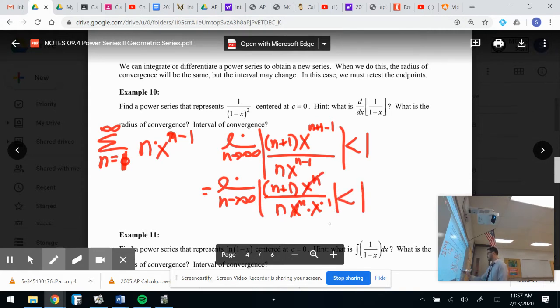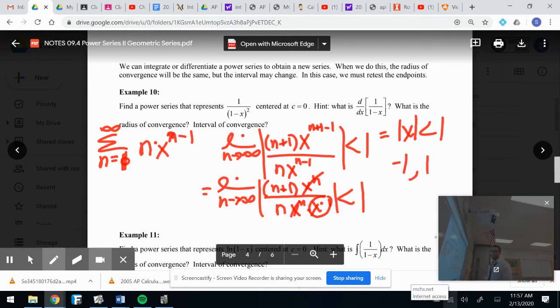And then I'm going to skip a step. Well, this right here would really go to the numerator, and the limit of that would be 1. So then I have that is equal to, that is just going to be the absolute value of x is less than 1. And I'm going to do that from negative 1 to 1. And then I just have to check the endpoints.